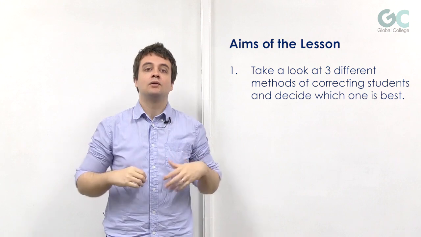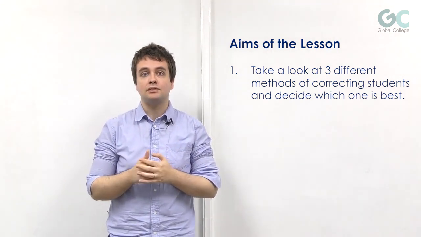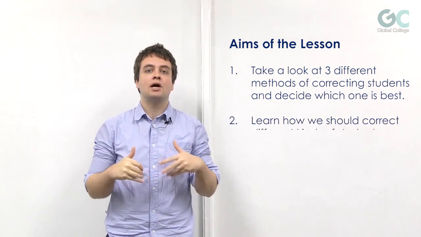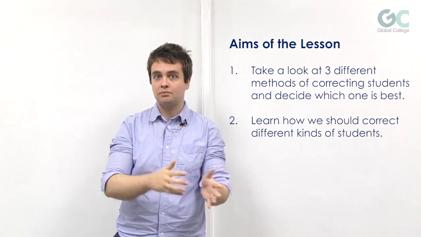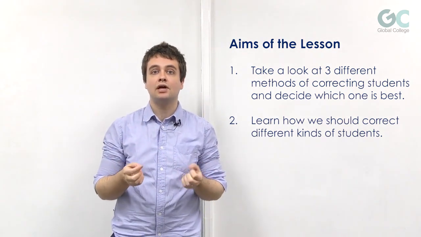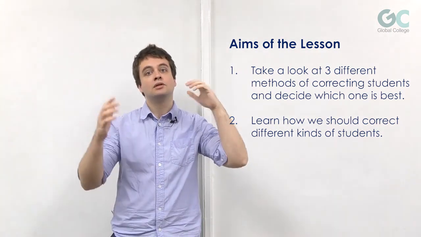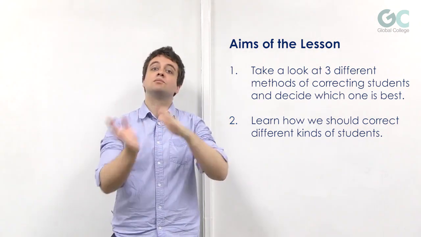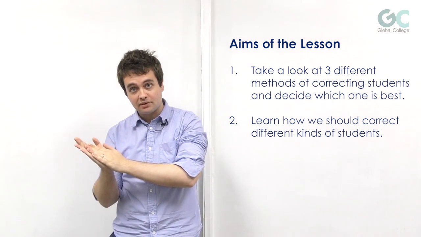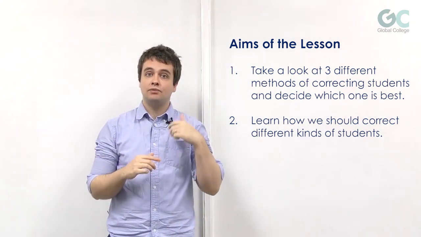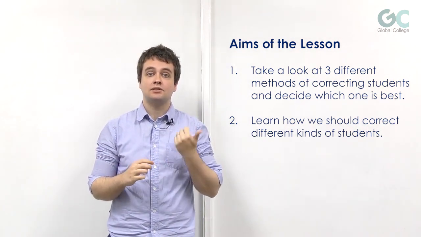Moving into our second aim of today's lesson, we're going to be talking about how we should correct different kinds of students. Because of course in every class you're going to have some strong students, some weak students, some shy students, and some bad students, right? Okay, so that's what we'll discuss in the second aim of today's class.